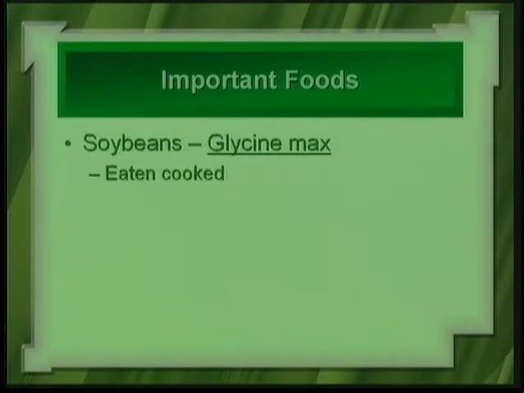Another thing about soybeans is that generally you have to eat soybeans cooked. You can't eat them raw. Why is that? Well, it's because soybeans have something called a trypsin inhibitor. Trypsin is a digestive enzyme, and if you eat the inhibitor in soybeans, it will interfere with normal digestion of protein. So you need to cook soybeans before you consume them.